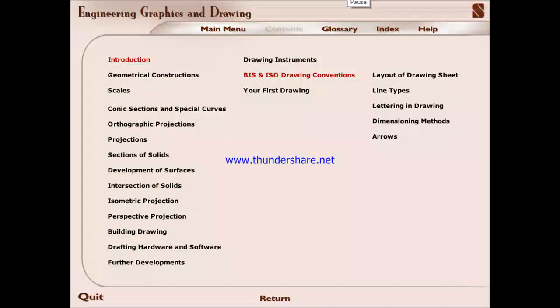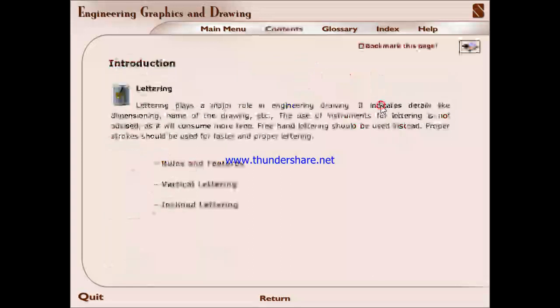Now we will discuss, in continuation of the previous class, the Introduction to Engineering Drawing, in which we are discussing the drawing conventions: layout of drawing sheet, line types, and lettering in drawing. We left off at lettering in drawing.